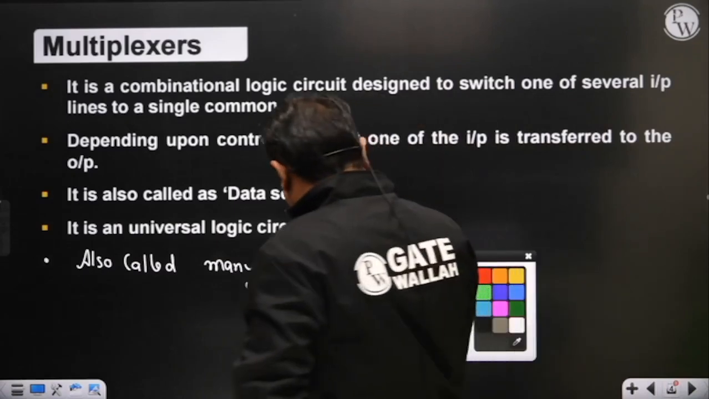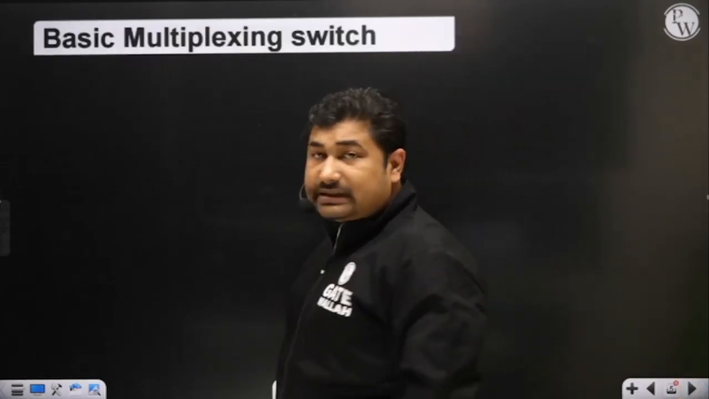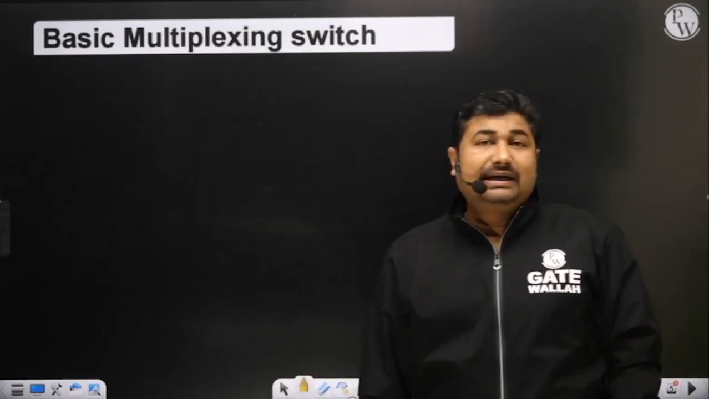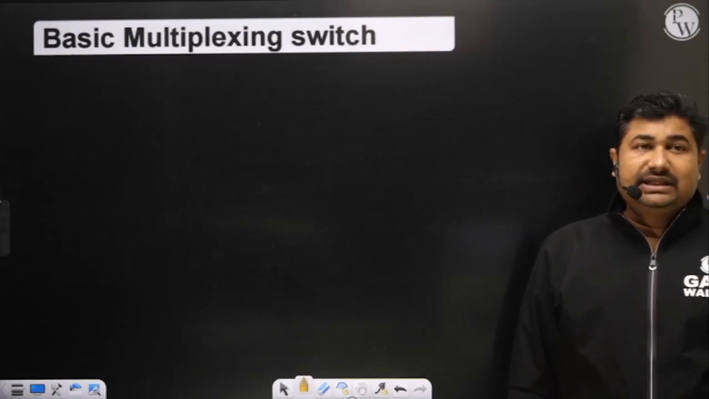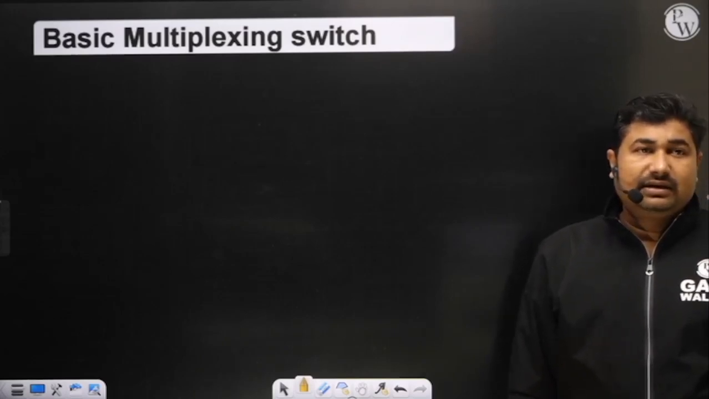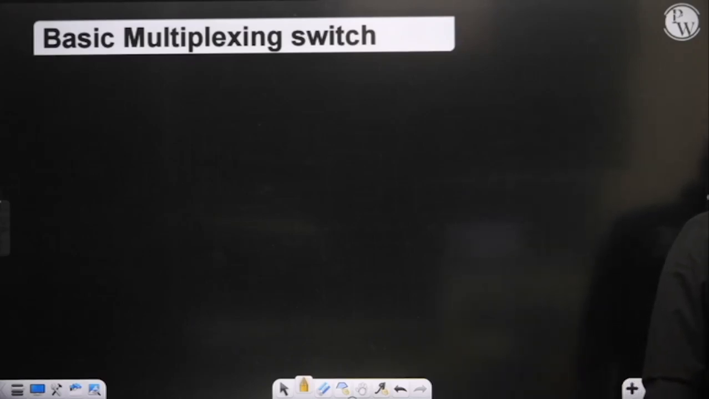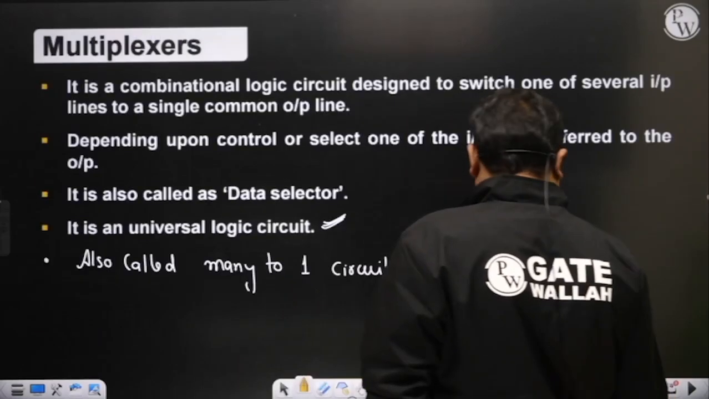Now, let's discuss the size of the multiplexer. Before going to the size of the multiplexer, I am going to show you the basic multiplexer switch. Everything is clear? Great. So, the basics of the multiplexer.